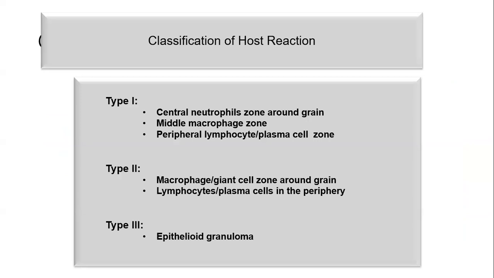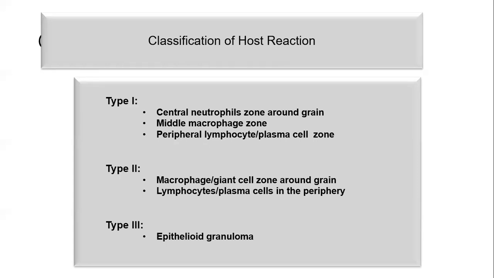So how is the host reaction classified? It is classified into three main types. Type one is a central neutrophilic zone around the grain, I mean the layer immediately adjacent to the grain consisting of neutrophils. Then there is a middle zone that contains the macrophages, and at the periphery there are lymphocytes and plasma cells. So if you see this, this is a type 1 reaction. So let's go to type 2. In type 2, the zone immediately around the grain contains macrophages and giant cells. And then you have the lymphocytes and plasma cells in the periphery.